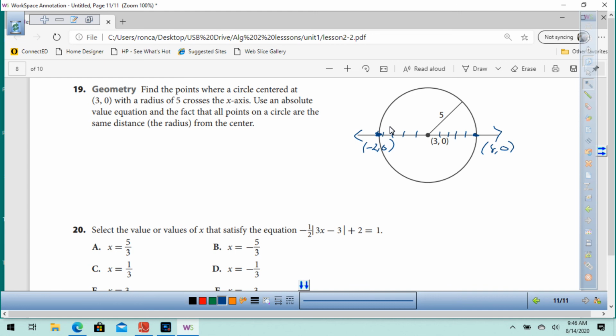That's real easy to figure out. Not really a hard problem, but what if we were to do it using the absolute value? You might say the absolute value of x minus 3 equals 5, okay? And that gives you x minus 3 equals 5, and x minus 3 equals -5. Add 3 to both sides, you got x equals 8. Add 3 to both sides, you got x equals -2. That's what we found, okay? This here, we just kind of did it intuitively, and this here, we did it algebraically.